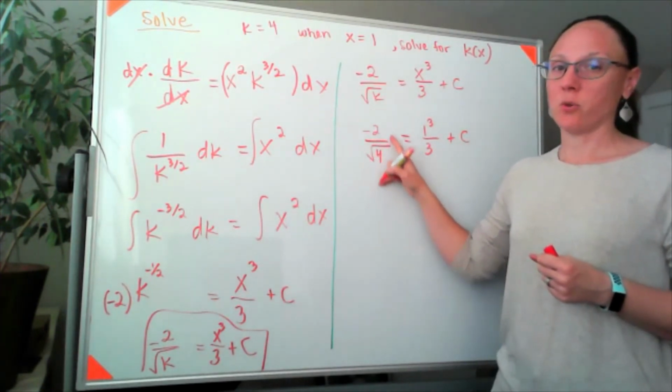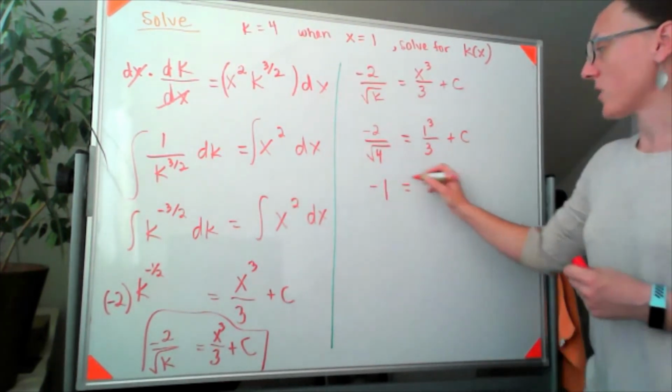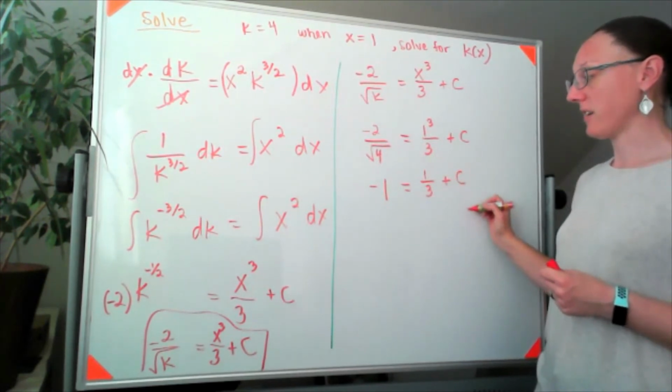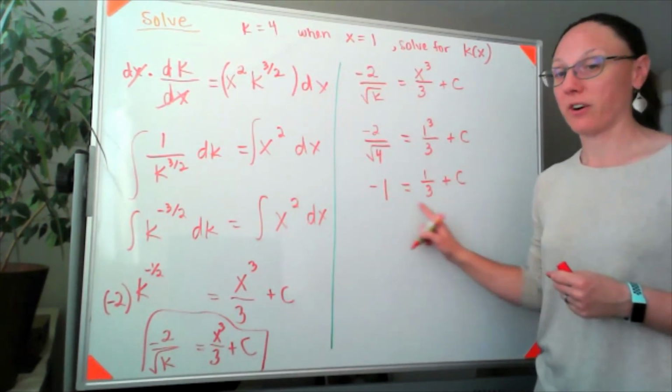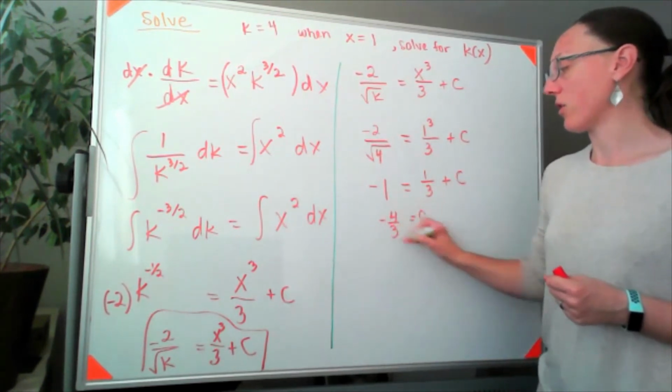Square root of 4 is 2. -2 over 2 leaves me with -1. So I've got -1 is equal to 1/3 plus a constant. And if I subtract the 1/3 from both sides, that constant is going to be -4/3.